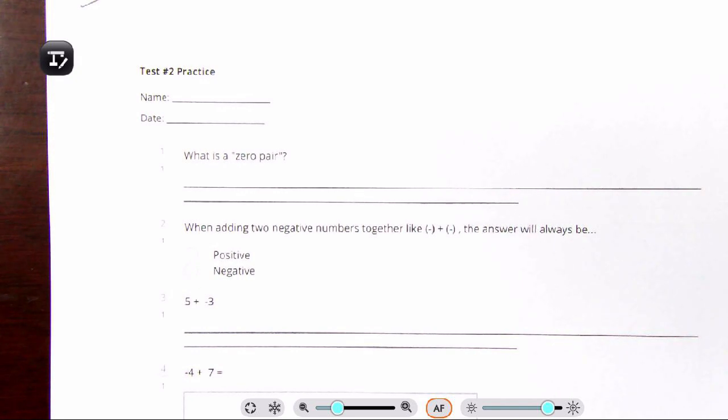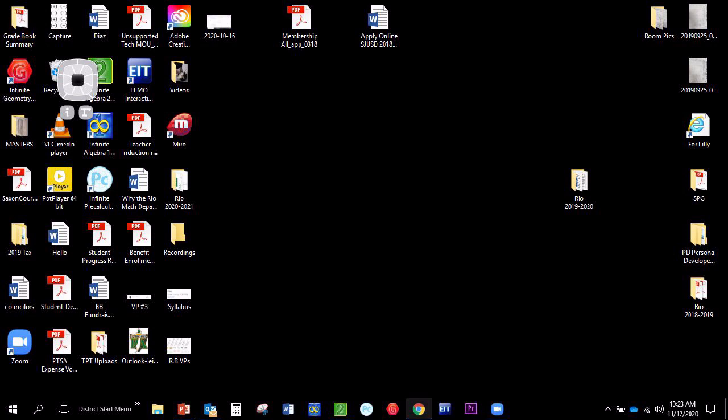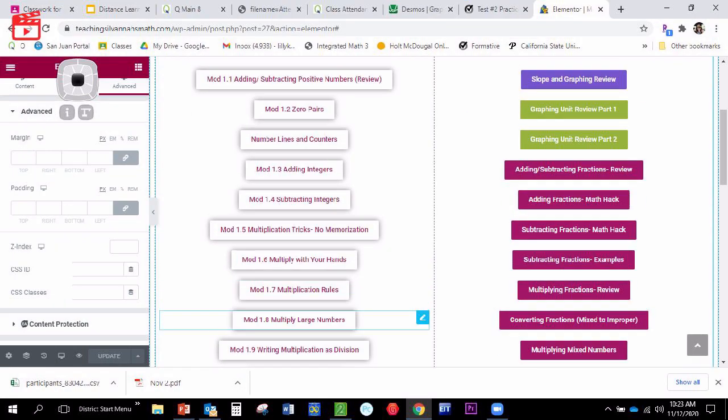In today's video, we're going to be going through the Unit 2 practice test for Math Foundations. This test covers modules 1, 2, and 3. So if you want to head over to my website, let's see if I can do this really quickly. There it is. It's going to look a little bit different.